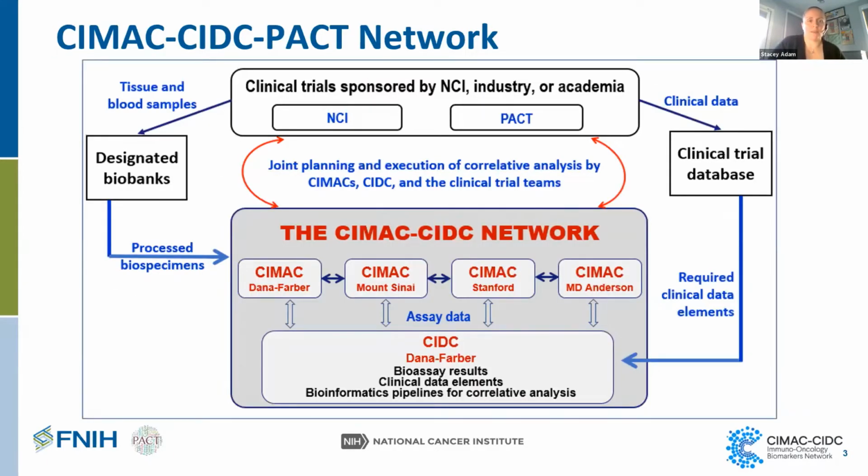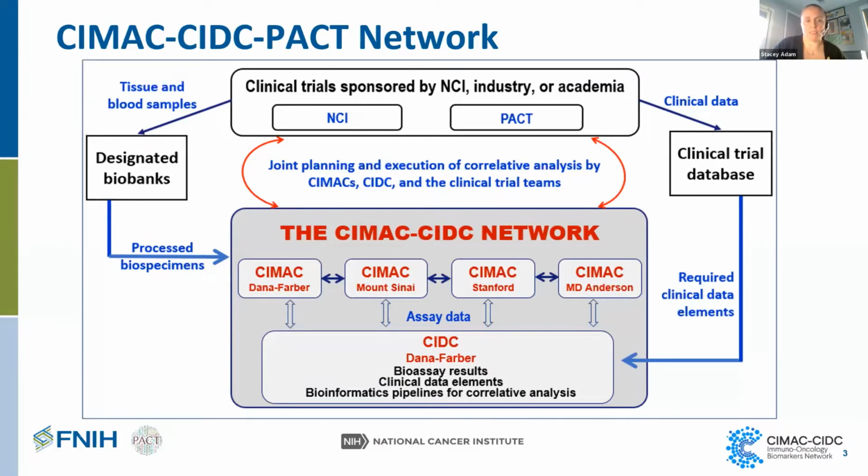The CIMAC CIDC Pact network, as you can see here, consists of a number of different pieces interacting. The clinical trials, which are often sponsored by NCI, industry, or academia, come in through two routes, either through the NCI clinical trial networks, such as the NCTN, the ETCTN, etc., or through the Pact mechanism, which could include IISs, other industry type trials, or even academic trials. These trials are brought in, and while we do not support the full trial itself, we do support additional correlative assays being conducted with the trials that choose to partner with us. These trials are reviewed, they are brought in, and then the additional correlative assays are conducted at one of the 4 CIMACs, the Centers for Immune Monitoring and Analysis, the Cancer Immune Monitoring and Analysis Centers. And these are at Dana-Farber, Mount Sinai, Stanford, and MD Anderson.